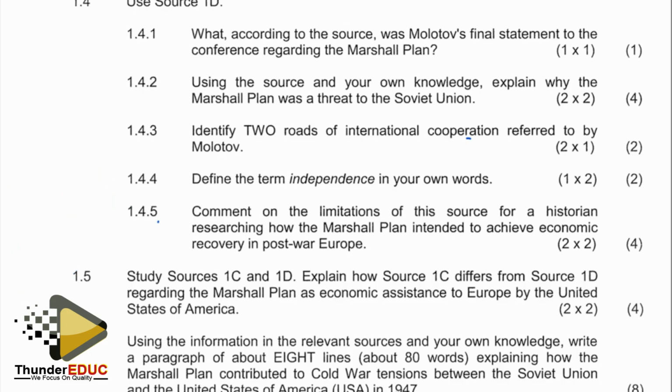Right, we move on to the next question. Comment on the limitations of this source for a historian researching on how the Marshall Plan intended to achieve economic recovery in post-war Europe. The limitations. Here we are looking at limitations of a source. Remember, we have questions which ask on usefulness, and we have questions which ask on reliability, and now we are looking at limitations. We are saying this source has got limitations or is limited.